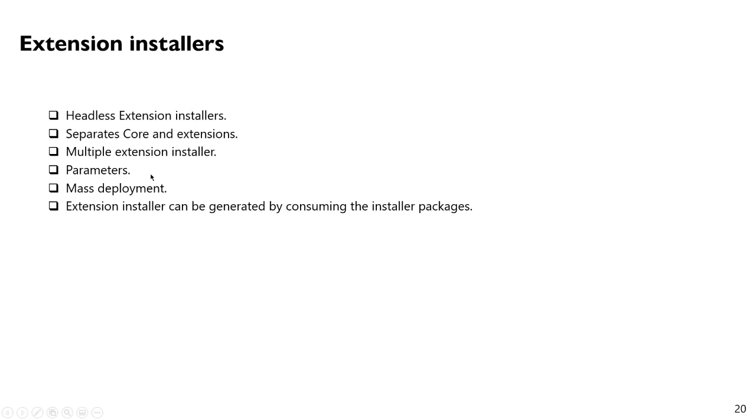The other new thing is that this extension installer separates the core and the extension. For example, the out-of-the-box modern point of sale or the cloud scale unit self-hosted installer will be separate, and any extension you create will be a separate installer, so that you can independently install and update your code. Whenever there's a change in the extension, you will generate a new installer.